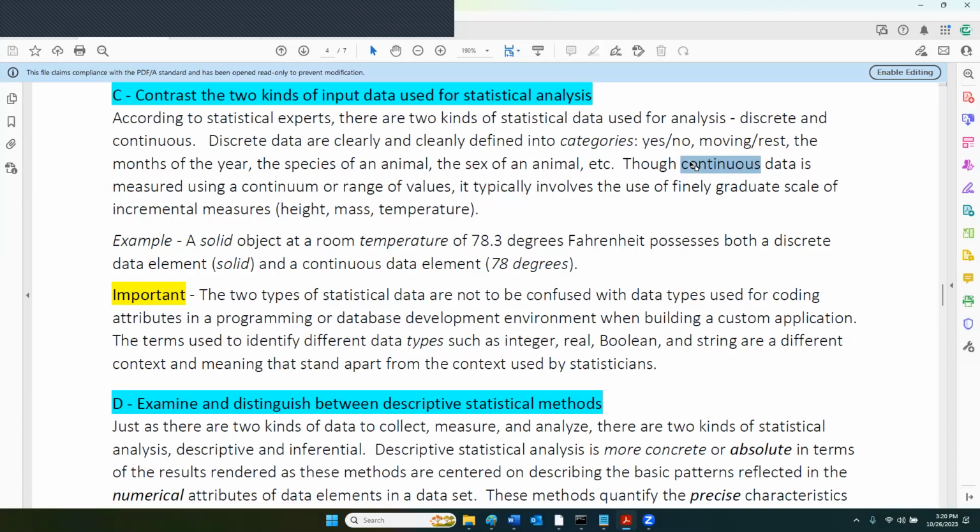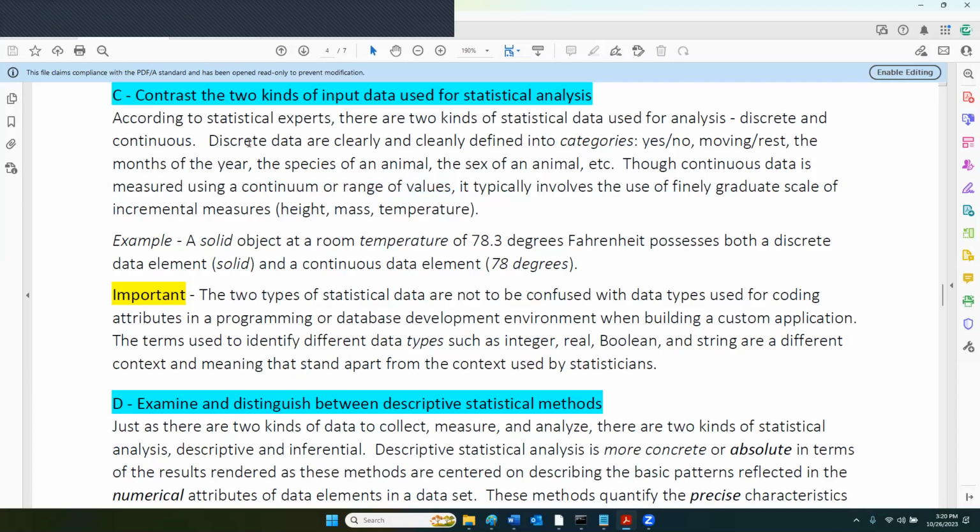So what I'd like to do is just review that when we're working with continuous data, it often means that we're gathering information that's the result of measurements, and that there's like a finely graduated scale of incremental measures, like with height or mass or temperature. It's a value on a range of values or a continuum of values. It's not just one value or another.